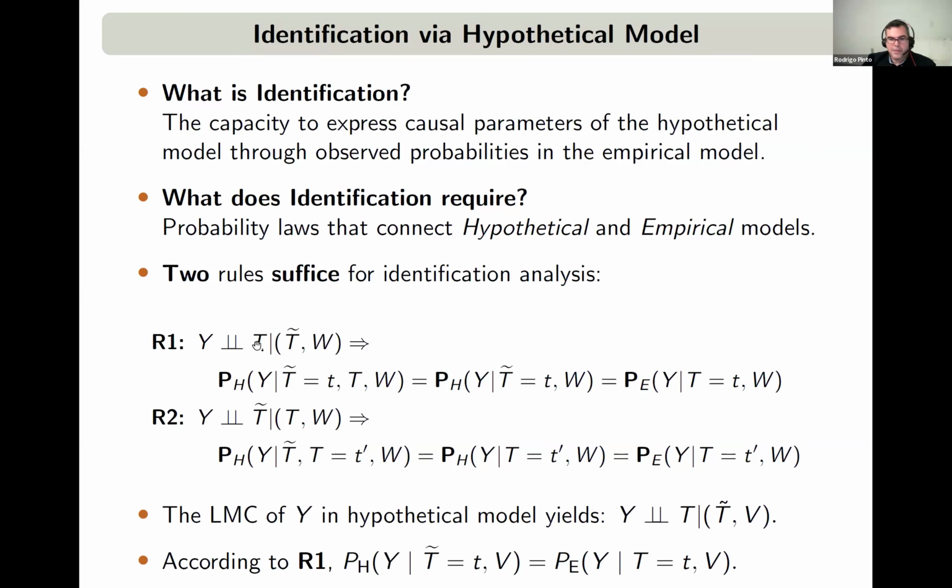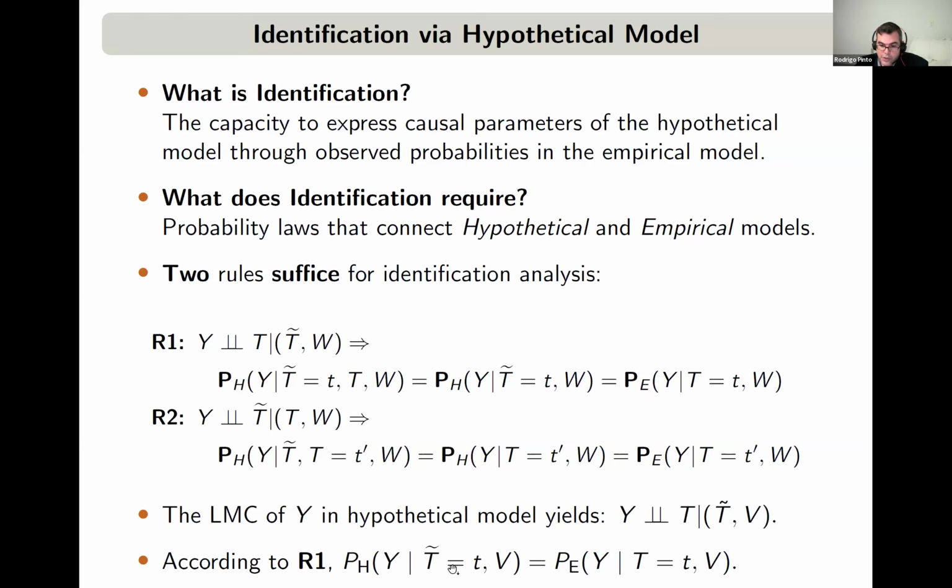So Y is statistically independent of T, conditional on T tilde and W, being any set of variables in the hypothetical model. If this independence condition holds, then I can equate the probability in the hypothetical model with the probability of the empirical model. So I can equate this distribution. I can connect these 2 models. And the other rule I use is based on a variable Y being statistically independent of T tilde, the hypothetical variable, conditional on T and W. And when either of these 2 conditions holds, then I can equate the hypothetical model with the empirical model.